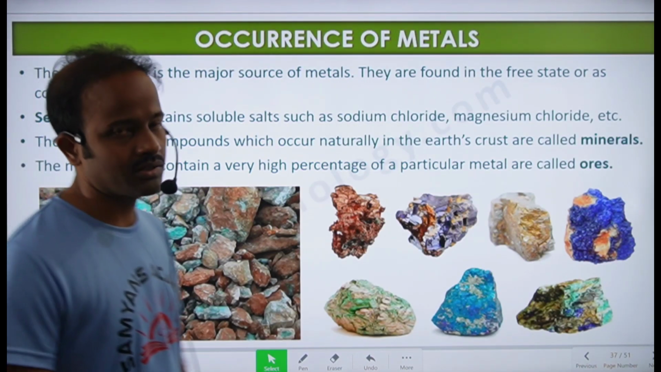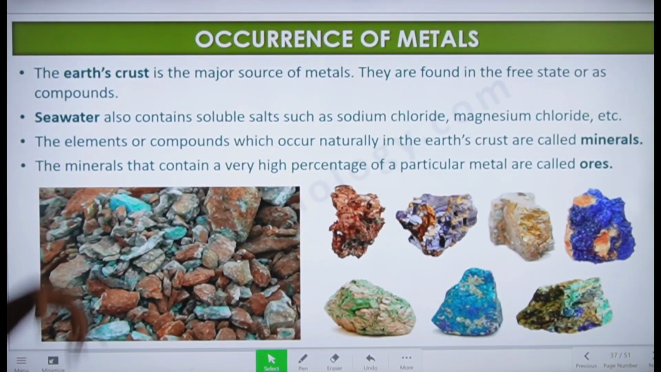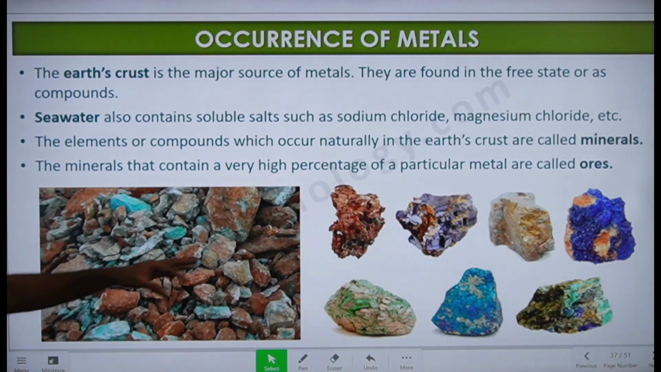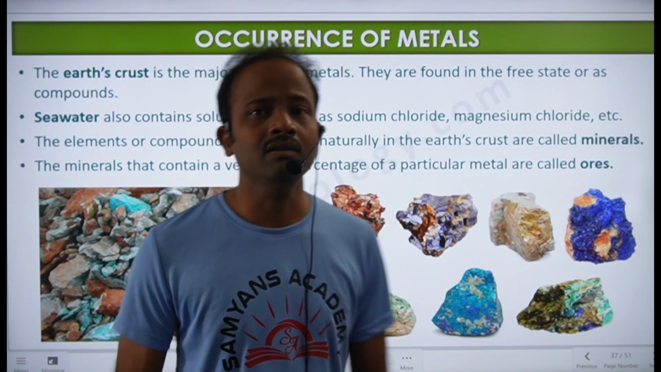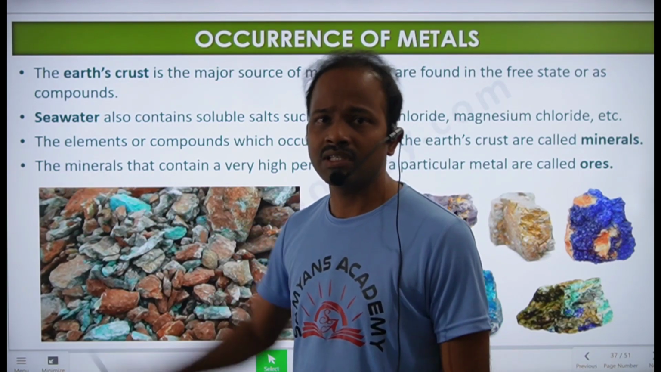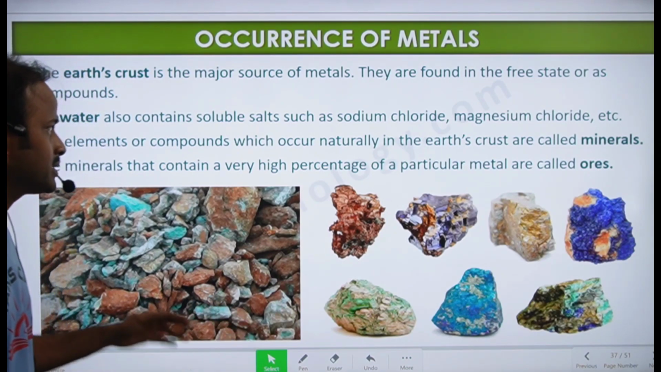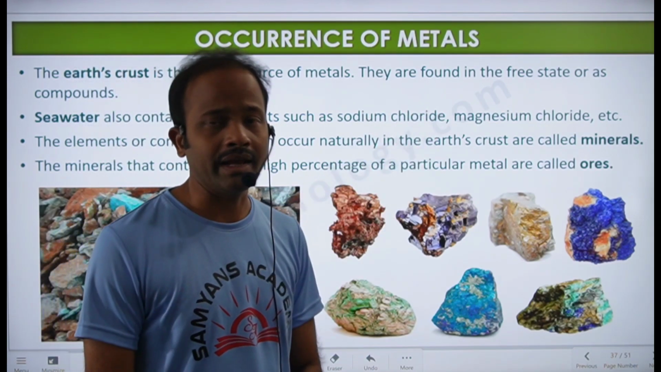Now, extraction of metals from their minerals. First, the occurrence of metals. Before that, we have to know what a mineral is and what an ore is. I have given here some ores. The earth's crust is a major source of metals. So where do we get all these metals from? From the earth's crust. Some metals we can also extract from seawater, like sodium chloride, potassium chloride, and magnesium chloride, which are present in the form of halides.